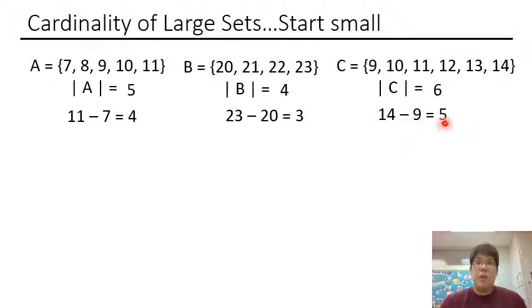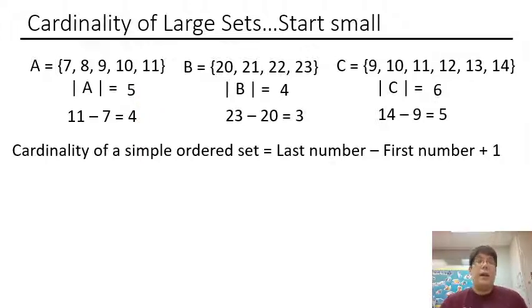So notice how each one of these, 5 as compared to 6, 3 as compared to 4, 4 as compared to 5. So again, there's a pattern there. It's just one less. So if we want to look at a cardinality of a simple ordered set, now that just means that it's just like counting. They're not skipping numbers, they're just going in order. You can take the last number of the set minus the first number of the set and then add 1 and you'll get your cardinality.